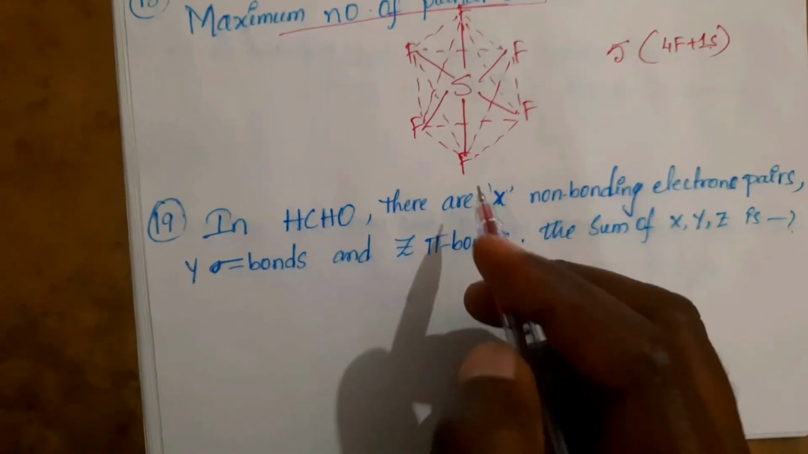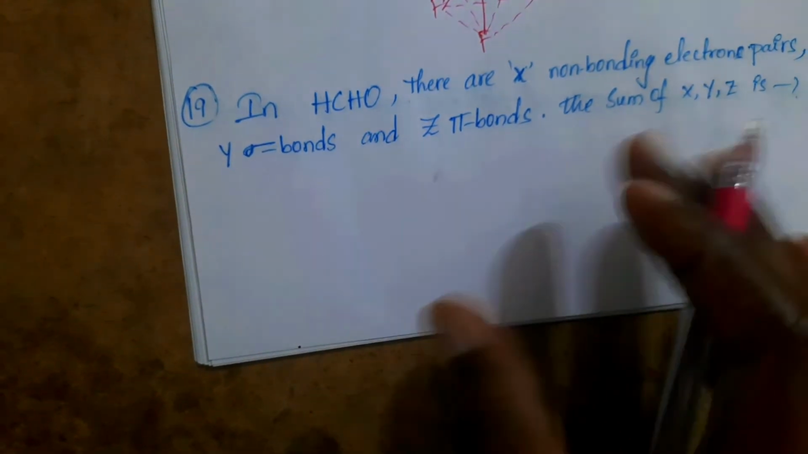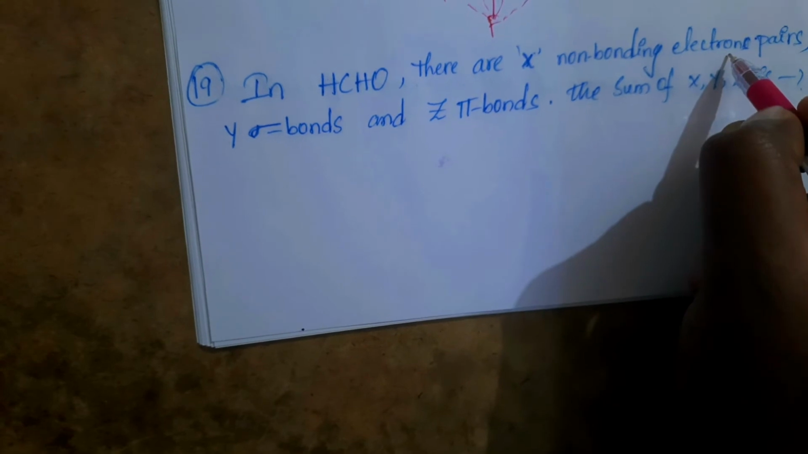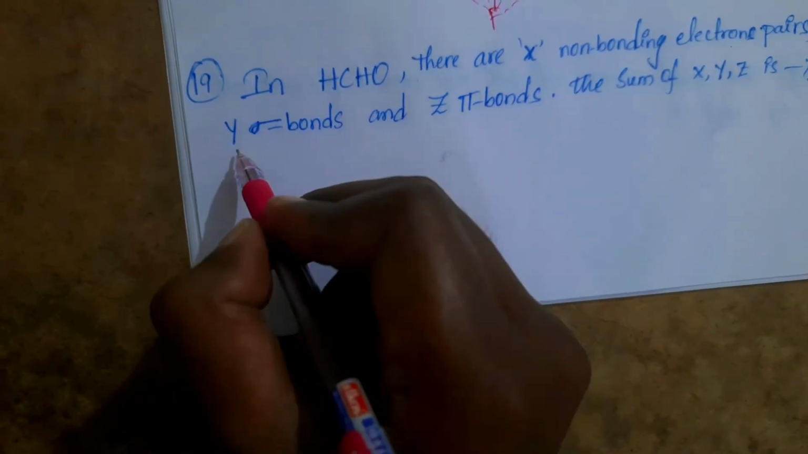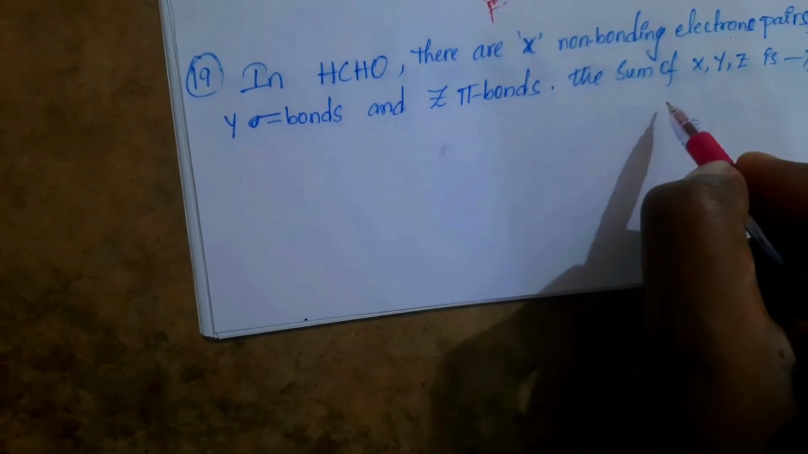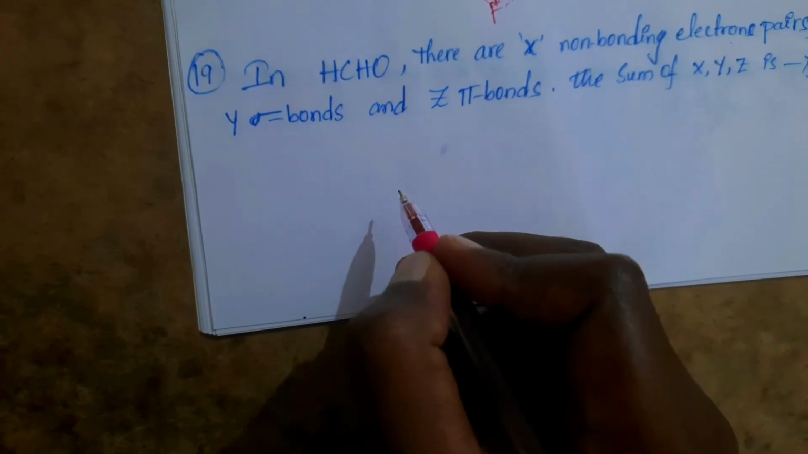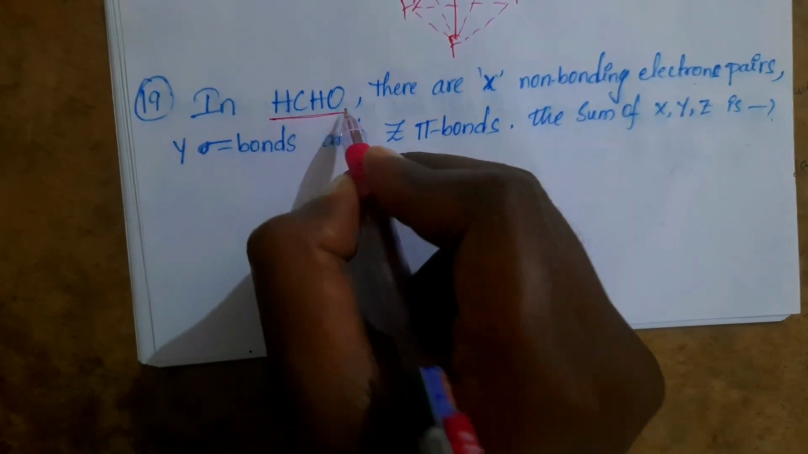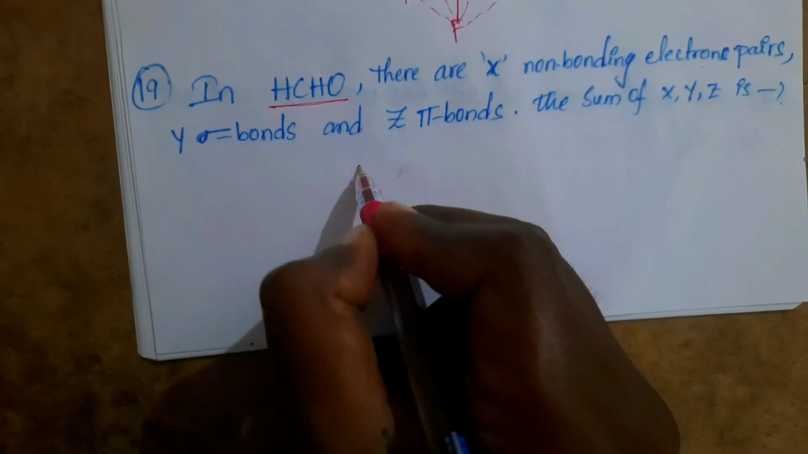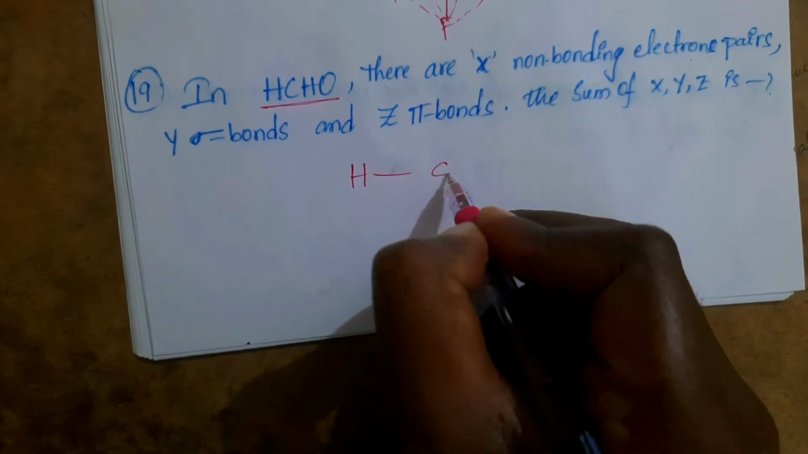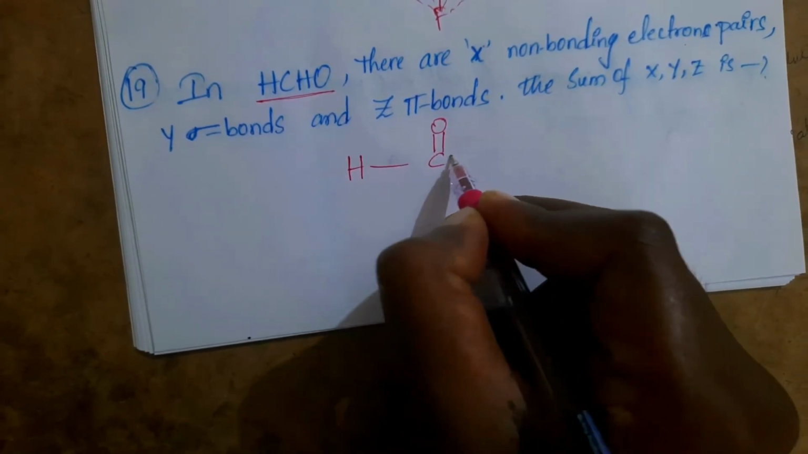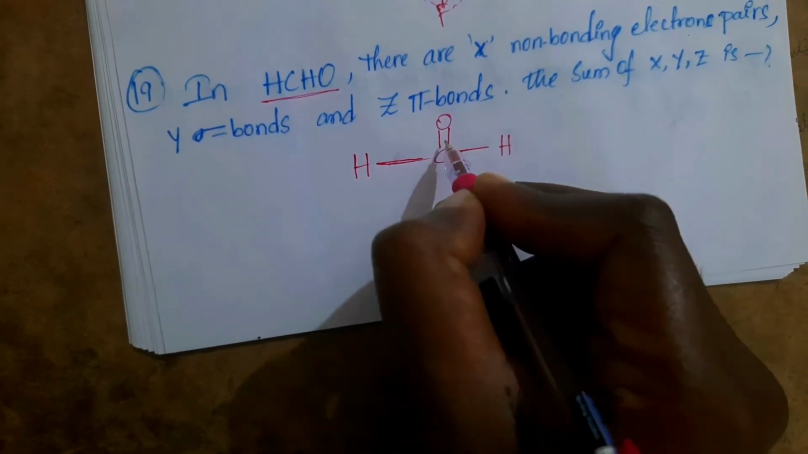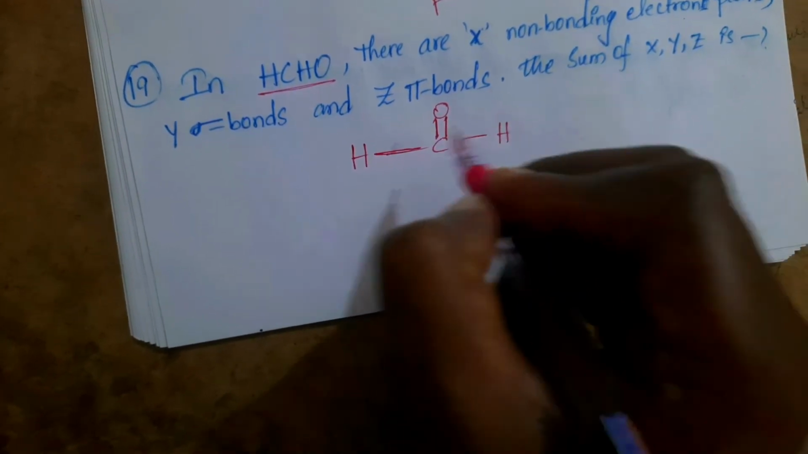So total 5. Next one, in HCHO there are X number of non-bonding electron pairs, Y sigma bonds and Z pi bonds. Then the sum of X, Y, Z they are asking. First you need to be able to write the structure of HCHO. HCHO is nothing but formaldehyde. H-C double bond O, H. Now you see here the carbon is getting 4 bonds, oxygen is getting 2 bonds. So each one is satisfied.